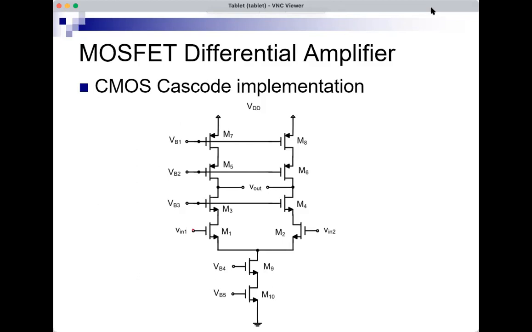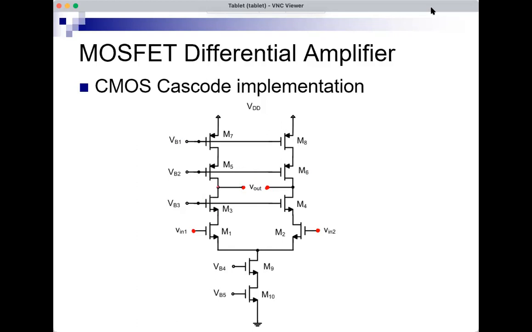Okay, here are my inputs, Vin1 and Vin2. Where's the output? The output is not taken directly from the drains of M1 and M2. The output is taken here. So it's between the drains of M3 and M4. Okay, no problem.